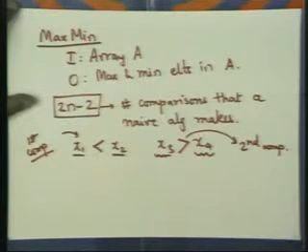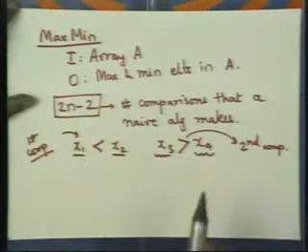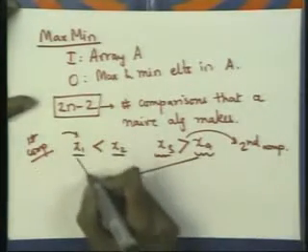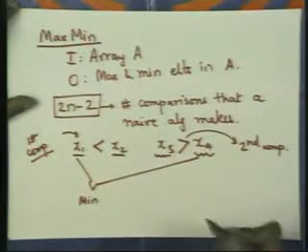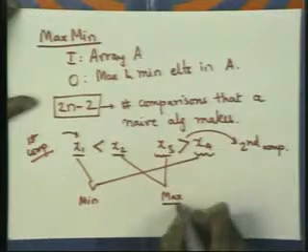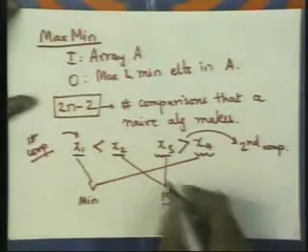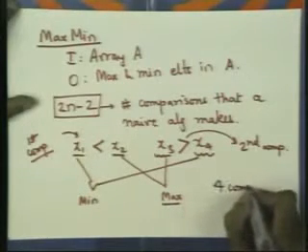Okay. Now how do I find the minimum? The minimum clearly is either x1 or x4. It's the smaller of x1 or x4. So I compare these two and find the minimum. Similarly, I compare these two and find the maximum. Good. So how many comparisons have I made? I have made 1, 2, 3 and 4. So 4 comparisons.